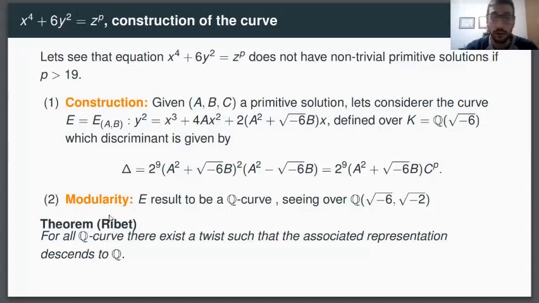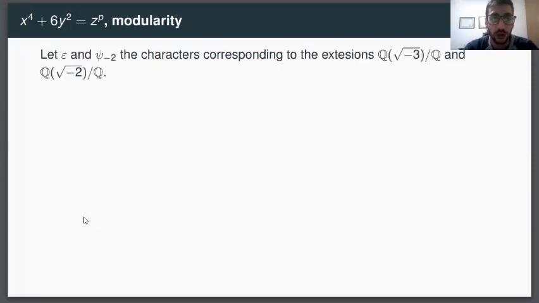And now we know, from a reverse result, that for all Q-curves there exists a twist such that the associated representation descends to Q. So what we did was define explicitly the Hecke character by which we have to twist to descend the representation. To show this, let me define epsilon and epsilon_{-2}, the characters corresponding to the extensions Q(√-3) and Q(√-2) via classical theory.